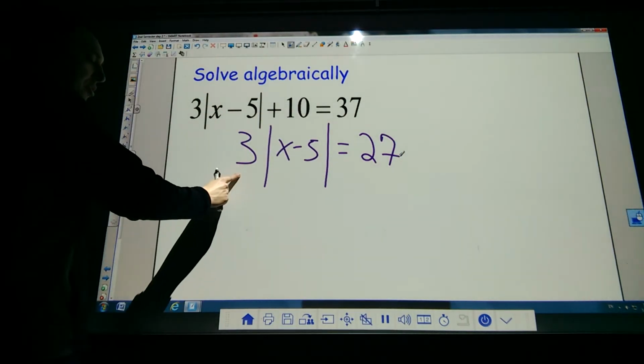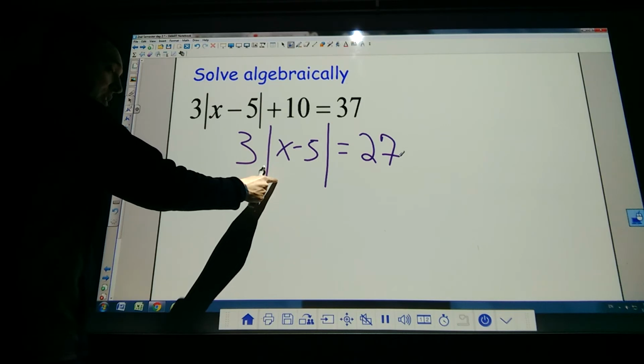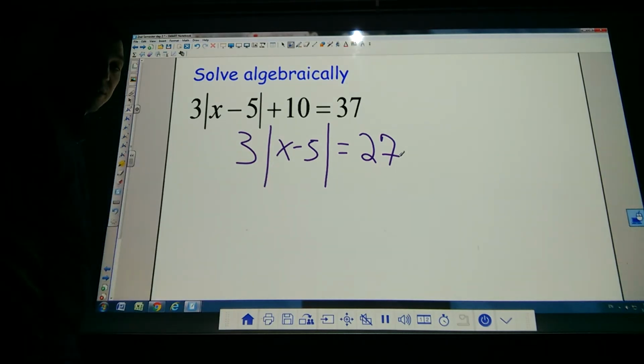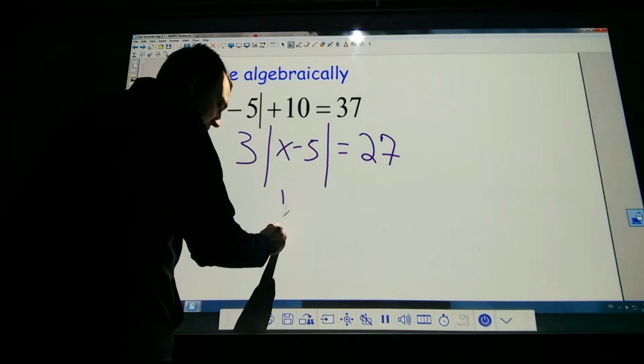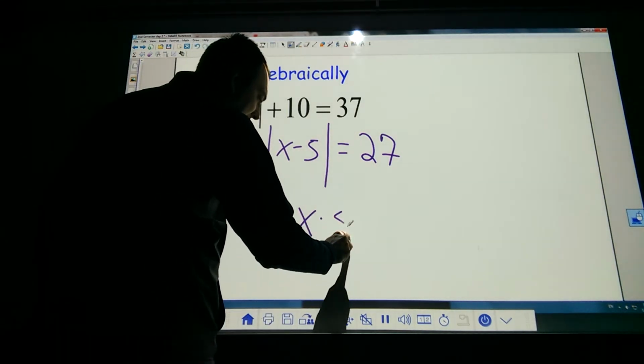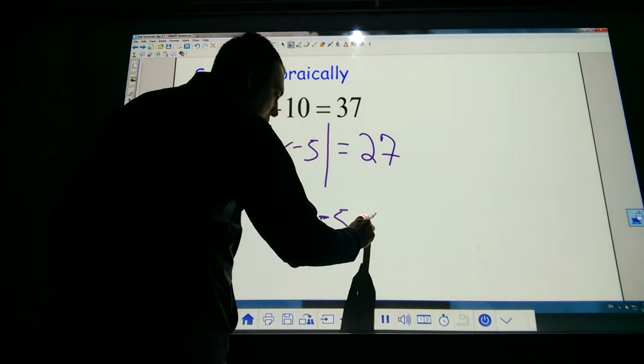How do I get rid of the 3? Well, this is 3 times this. So the opposite of it is division. Divide both sides by 3. So I'm going to have the absolute value of x minus 5 equals 9.